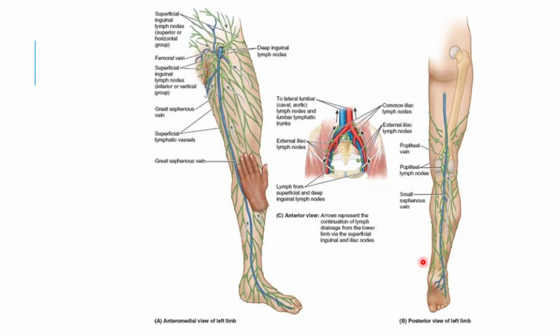Similarly, those lymphatic vessels which are around the small saphenous vein, or the deep lymphatic vessels also, will drain ultimately in the popliteal lymph nodes, and from the popliteal lymph nodes they will drain in the deep inguinal lymph nodes, then to the external iliac lymph nodes, then to the common iliac lymph nodes, and then to the lumbar lymph nodes and the lumbar lymphatic trunk.